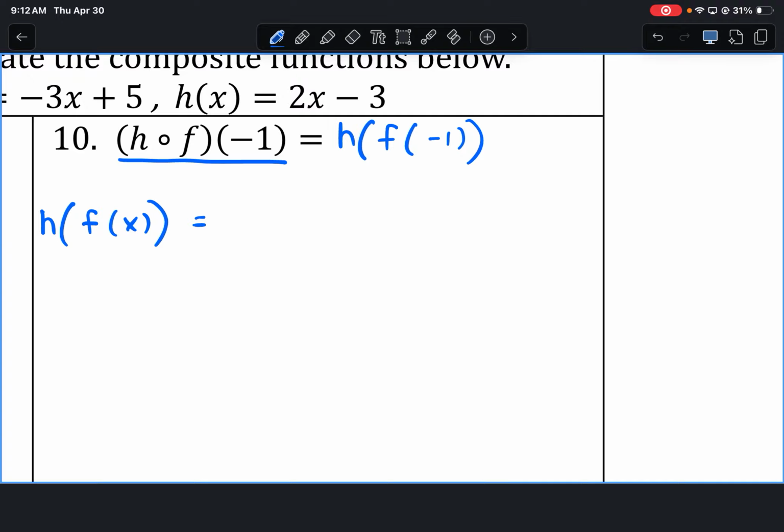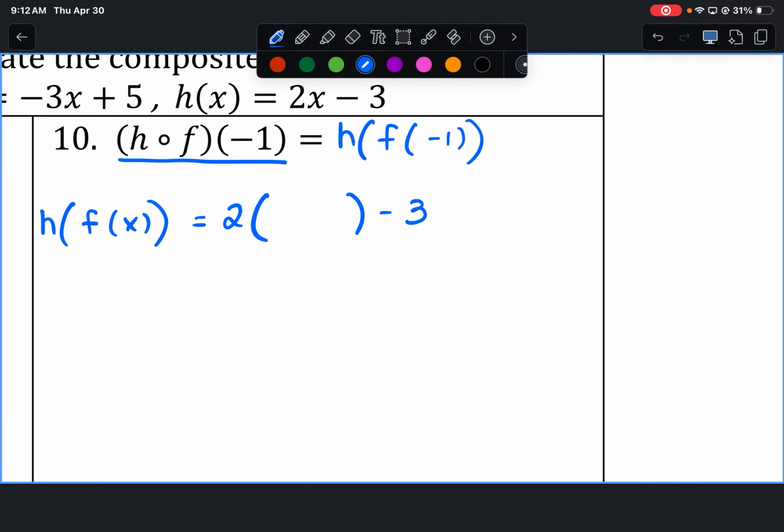So from here, I'm going to start with function h. What is function h? 2x minus 3. And then I'm going to plug in function f, which is x minus 2. And then we're just going to simplify that. 2 times x is 2x. 2 times negative 2 is negative 4. Then we just bring down the minus 3. So we have 2x minus 7.